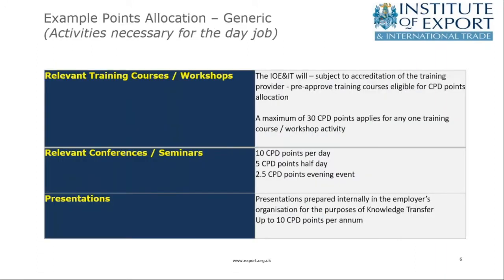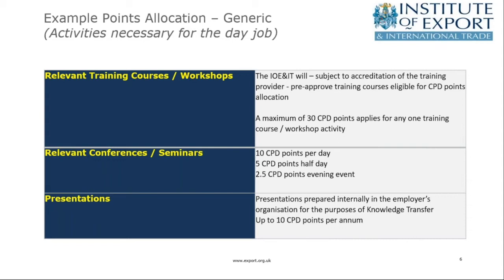So if we start with generic, so I've talked about the need for 50 generic points, and generic is basically classified as activities necessary for the day job. So the Institute will pre-approve training course providers, and we'll look at an example shortly of the Export Control Joint Unit. And it is fair to say that for any one training course you go on, the maximum number of CPD points is 30. So if, for example, you're claiming points for a 3-day, a week-long training course, the maximum you can cover for any of that one activity is 30 CPD points.